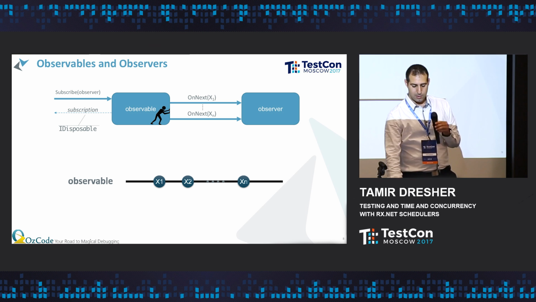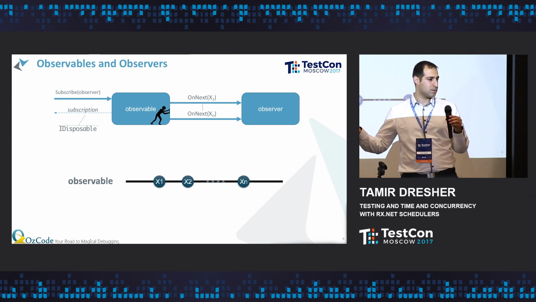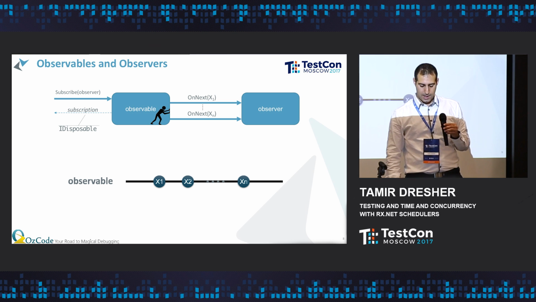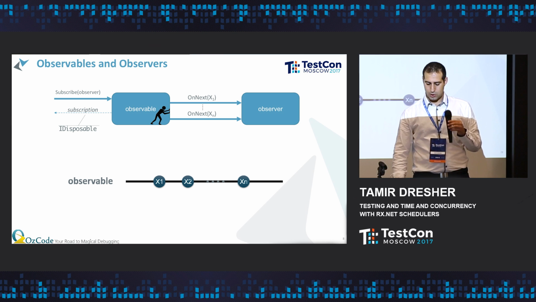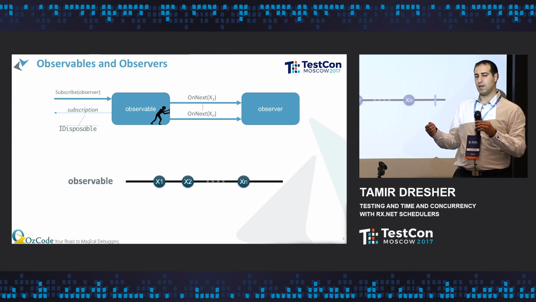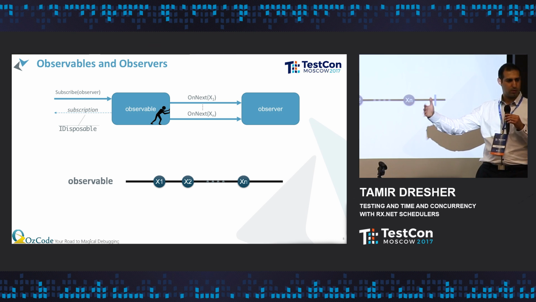And it can do it one time, it can do it many times, it can do it no time. If the observable never has something to emit, that's okay as well. And once the observable is finished, it can call the observer's onCompleted method, and that way it signals to the observer, that's it, I have no more values to give you.